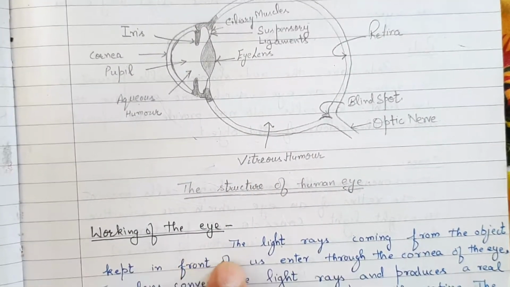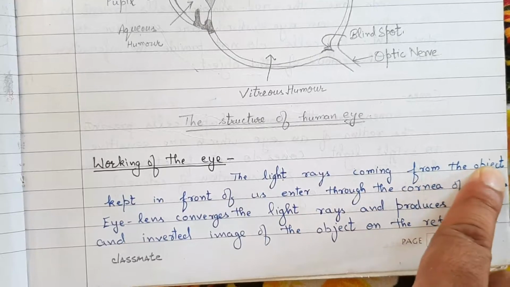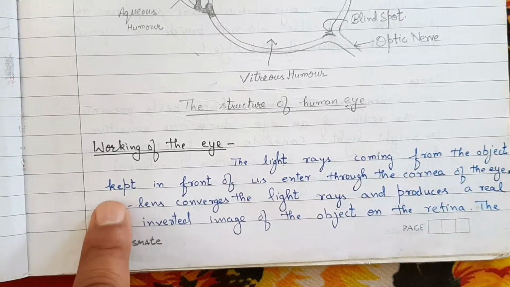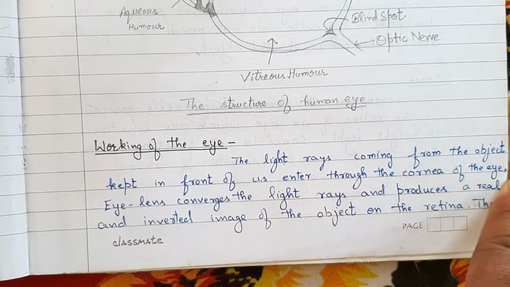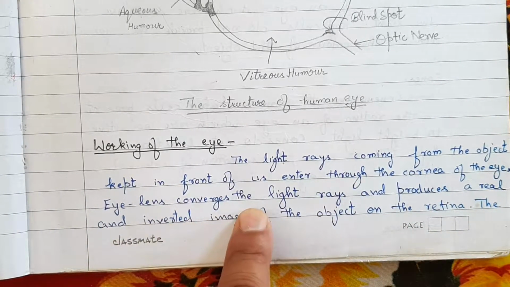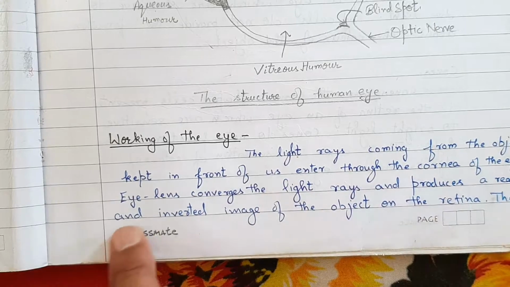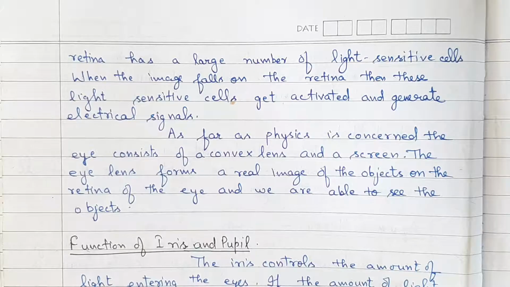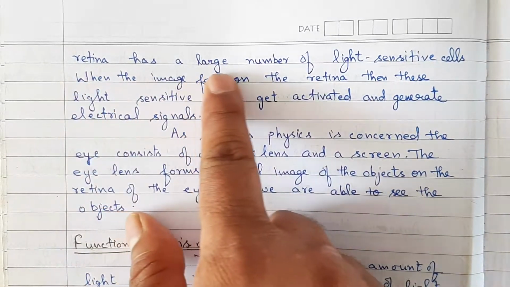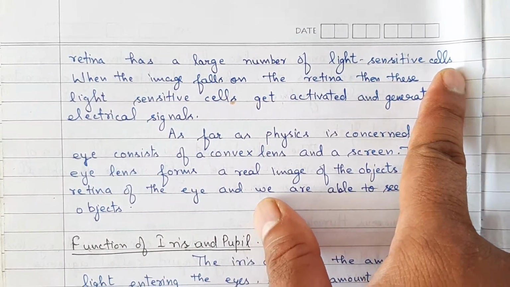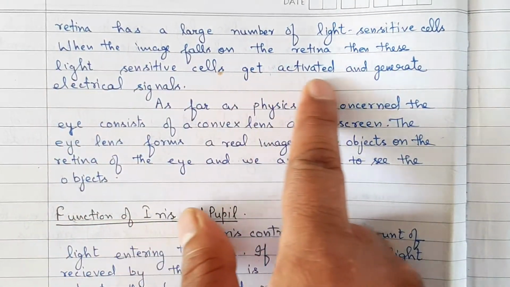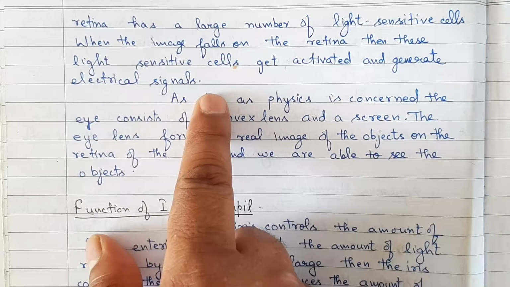Working of the eye. The light rays coming from the object kept in front of us enter through the cornea of the eye. The eye lens converges the light rays and produces a real and inverted image of the object on the retina. The retina has a large number of light sensitive cells. When the image falls on the retina, these light sensitive cells get activated and generate electric signals.